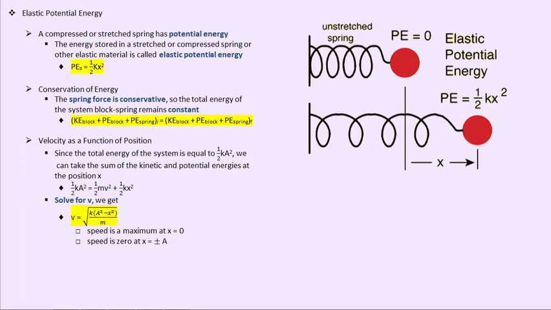And once we rearrange this equation to solve for v, we get the following equation, where k is our spring constant multiplied by A, which is our amplitude, squared, minus our displacement squared, divided by the mass of the object.